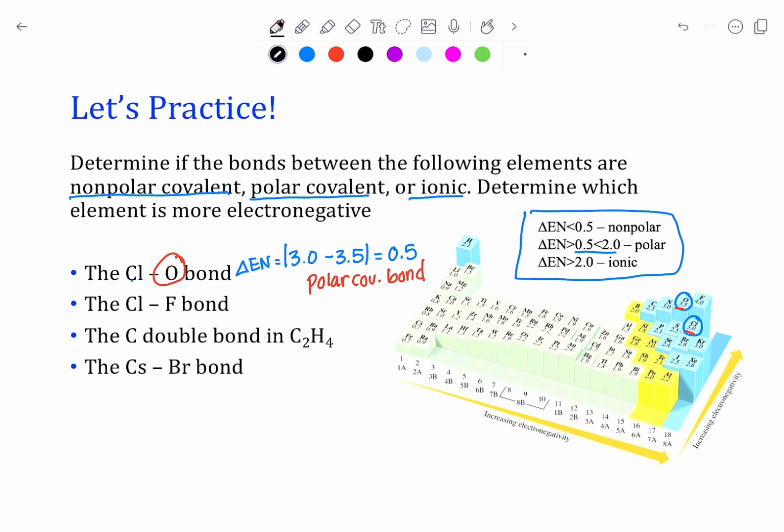Okay, let's try the chlorine-fluorine bond, so Cl and F. Let's try that one. Delta EN of chlorine and fluorine. Well, chlorine we know is 3.0, and fluorine is 4.0. So the absolute value of that difference is 1.0. That again falls in our range of 0.5 to 2, so this would also be a polar covalent bond.